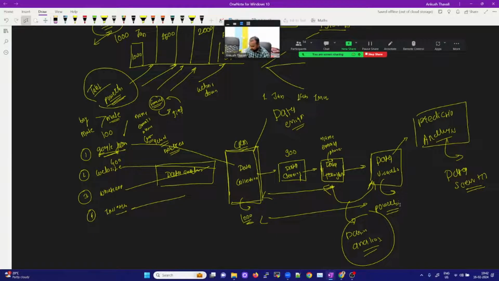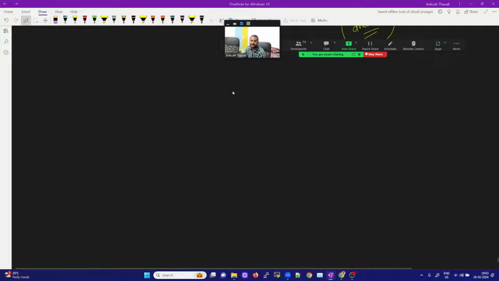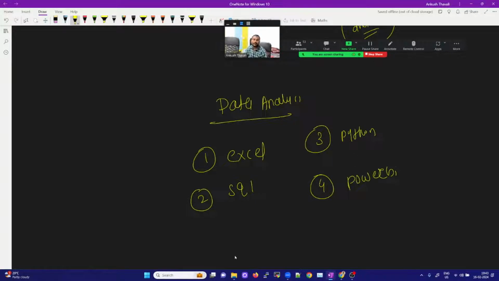Is it clear, everyone? Whatever we discussed. Yes, sir. So the skill sets. If you want to become a data analyst, because today we are targeting data analyst first, 4 modules play an important role. One is Excel, second is SQL, third is Python, and what is the 4th one? It's Power BI. These 4 skill sets are required if you want to become a data analyst.